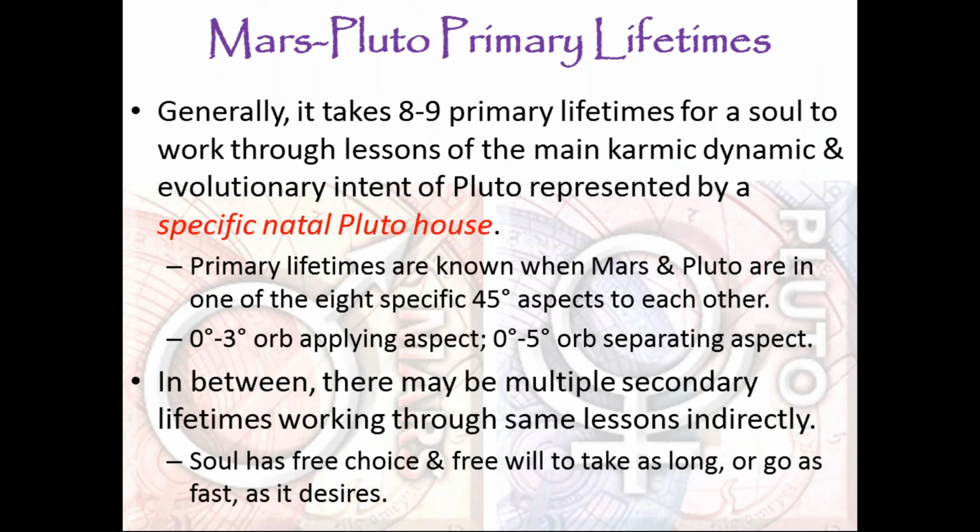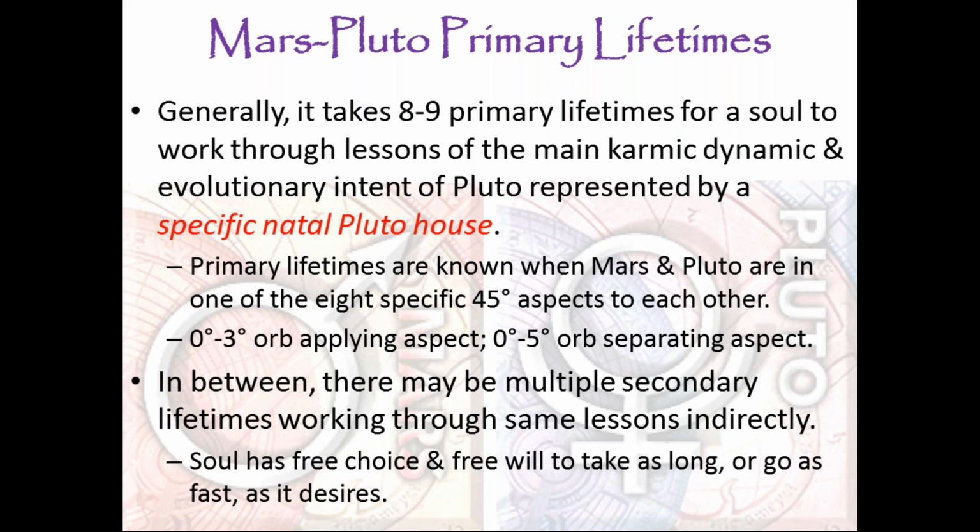Now, from the perspective of Jeffrey Wolf Green evolutionary astrology, we look at those 8 basal relationships, those 8 45-degree aspects that mark a new phase. We look at those as the primary lifetimes for a soul, and it generally takes 8 to 9 lifetimes from primary perspective to work through the lessons of the main karmic dynamic and evolutionary intent of Pluto, however it is represented by a specific Pluto house.